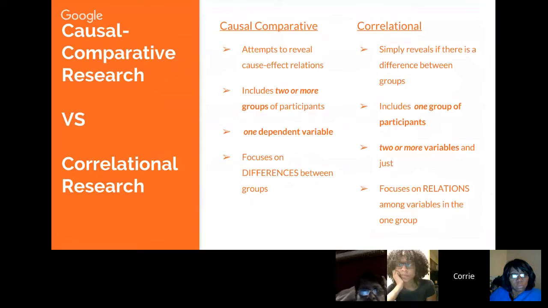So first I'm going to compare causal comparative with correlational research. Causal comparative attempts to reveal cause and effect relations, whereas correlational simply reveals if there is a difference between the groups. In causal comparative, it includes 2 or more groups of participants, whereas correlational only includes 1 group of participants. Causal comparative has 1 dependent variable, and correlational has 2 or more variables. Causal comparative focuses on differences between groups, whereas correlational focuses on relations among the variables in one group.